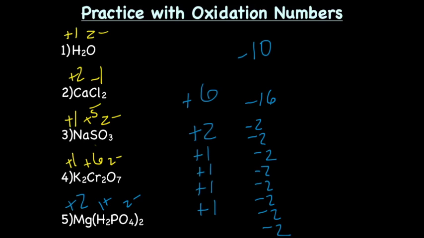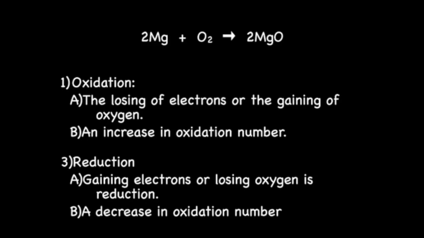How many phosphorus do we have? Well, 2 times 1 is 2, so we have 2 phosphorus, which means each one needs to be negative 5.